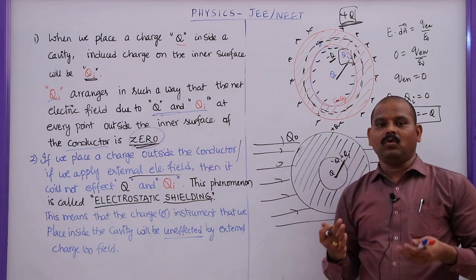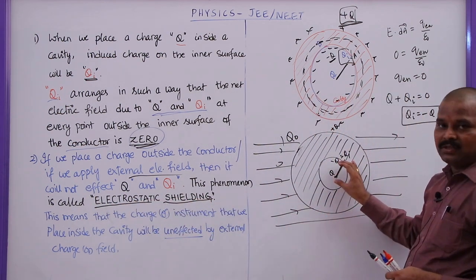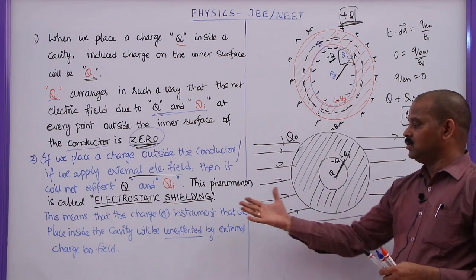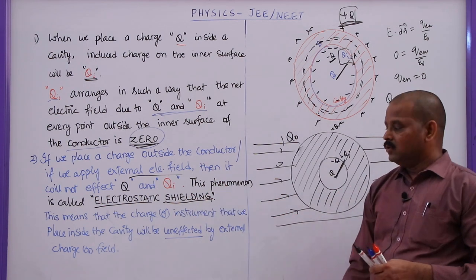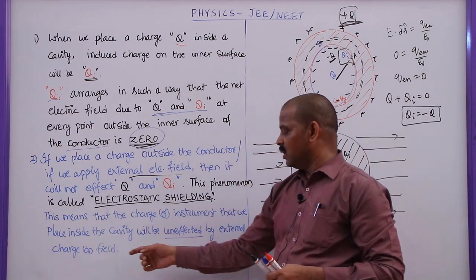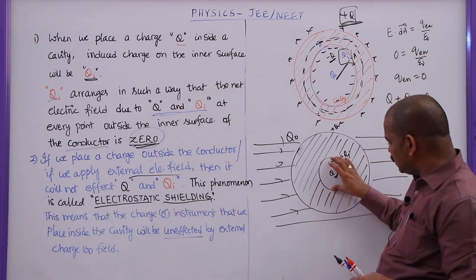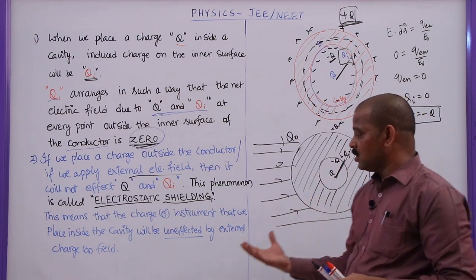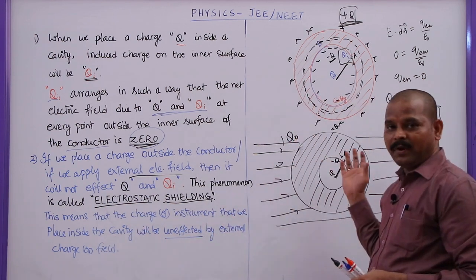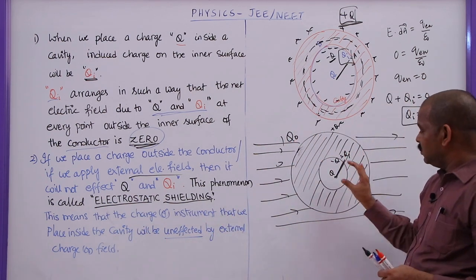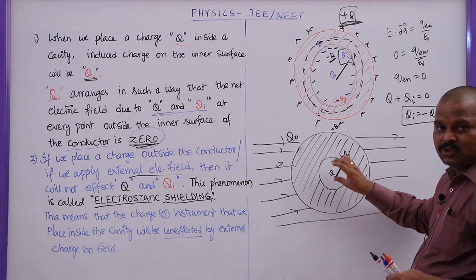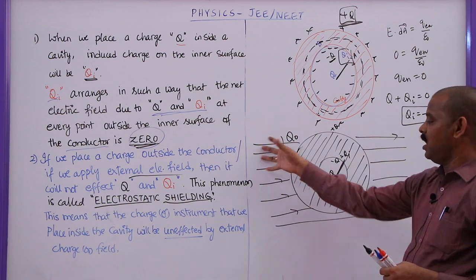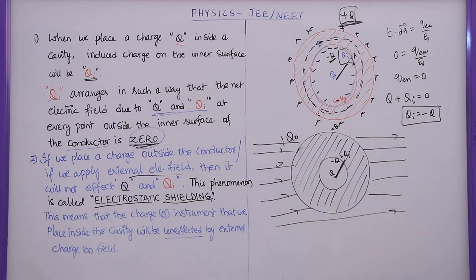So what is meant by electrostatic shielding? Protecting the charges within a cavity from the external charge or external electric field is called electrostatic shielding. So what is the meaning of this? A charge which is placed inside the cavity, or an instrument which is placed inside a cavity, can be protected from the effect of the external electric field. That means if you keep some charges or some instruments here, they will not be affected by the external electric field.